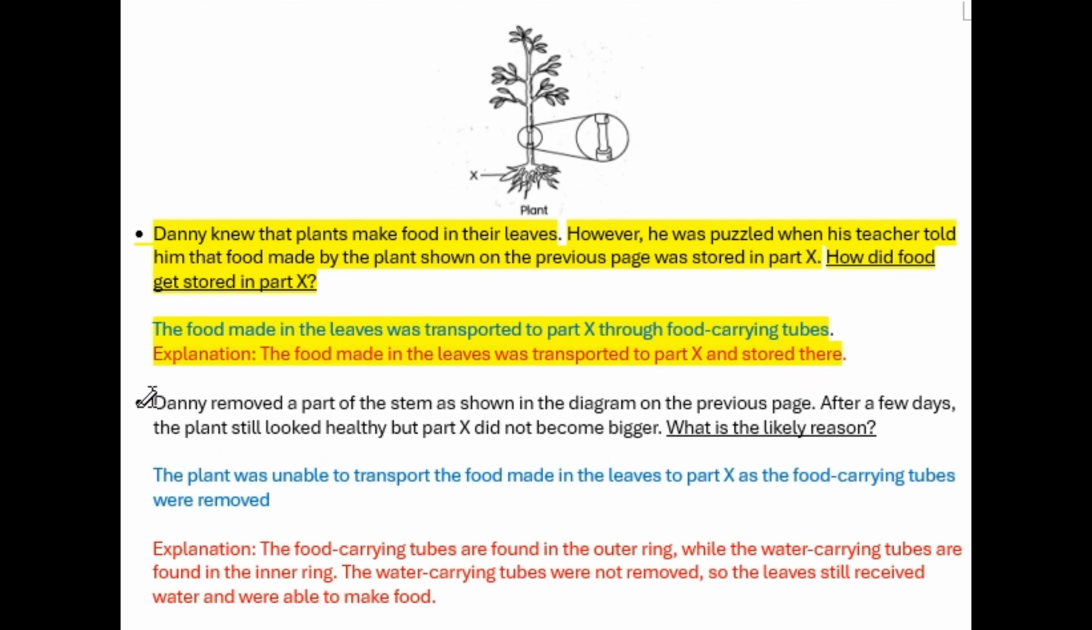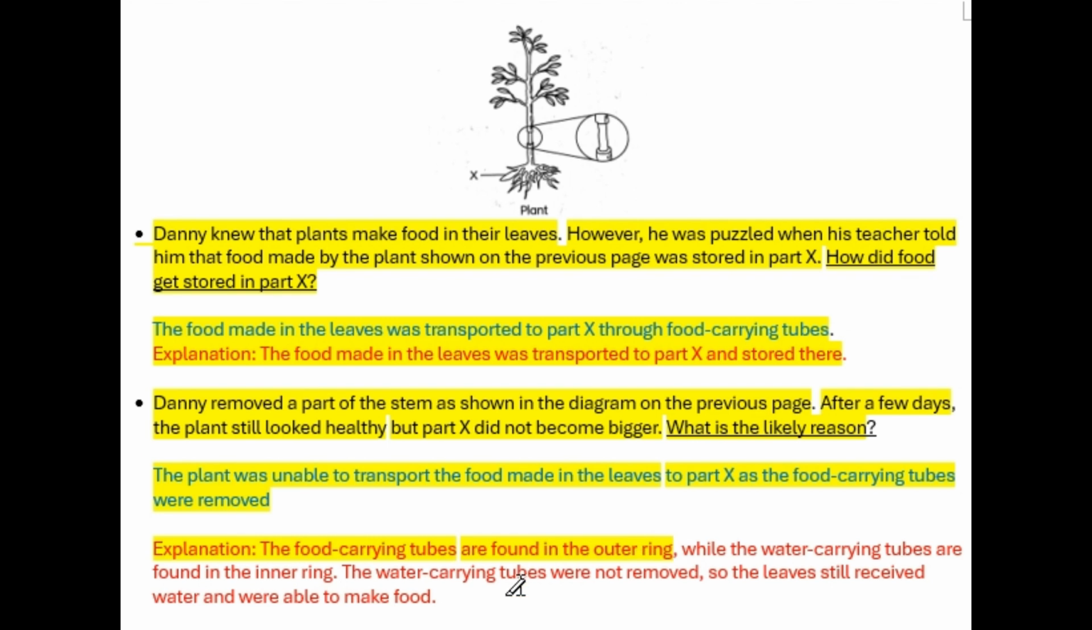Danny removed a part of the stem, as shown in the diagram on the previous page. After a few days, the plant still looked healthy, but pot 10 did not become bigger. What is the likely reason? The plant was unable to transport the food made in the leaves to pot 10, as the food-carrying tubes were removed. Explanation: the food-carrying tubes are found in the outer ring, while the water-carrying tubes are found in the inner ring. The water-carrying tubes were not removed, so the leaves still received water and were able to make food.